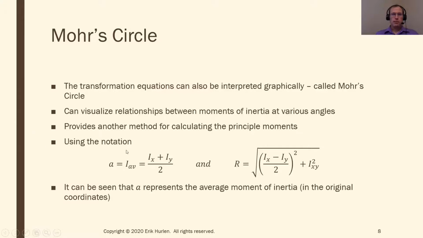And so we need a bit of notation. We've seen this combination in a lot of the equations, (Ix + Iy) divided by 2. That's my average moment of inertia about each axis. I'm going to call that new variable A. And then there's also this combination we saw in those previous equations, the square root of ((Ix − Iy) divided by 2) whole thing squared plus Ixy squared. I'm going to call that capital R. If you haven't guessed already, capital R will be the radius of Mohr's circle.